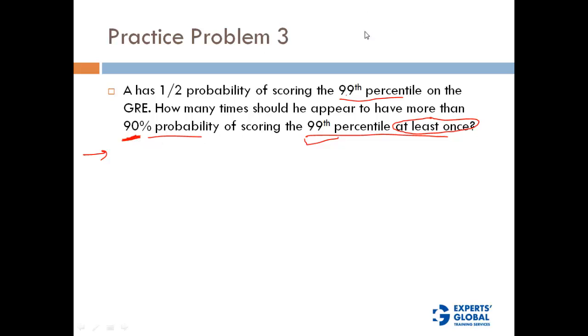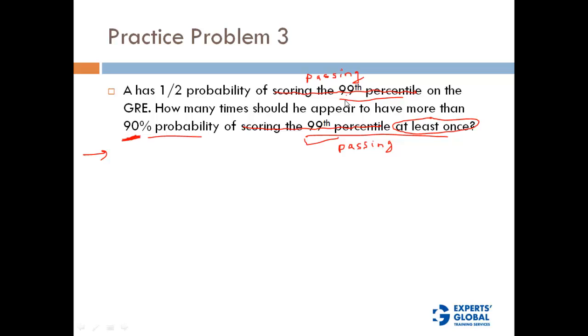See, if you look at this 99 and this 90% here, there is a possibility that you will get confused. So let's reword this problem. What we say is A has 1/2 probability of passing. Forget about this 99 percentile. Correct? Now let's reword the same problem. A has 50% probability of passing the GRE. How many times should he appear to have 90% probability of passing? At least once. I'm just changing the scenario in order to get rid of this confusing 99 percentile.